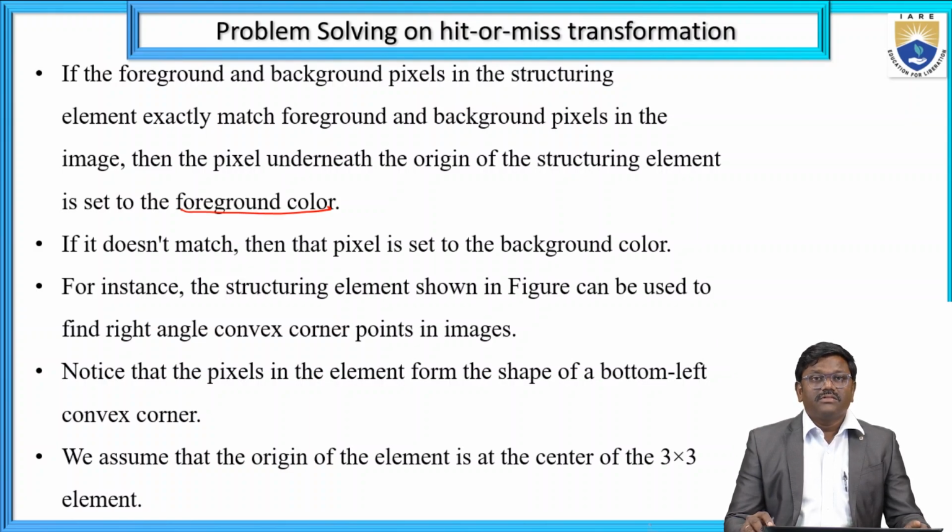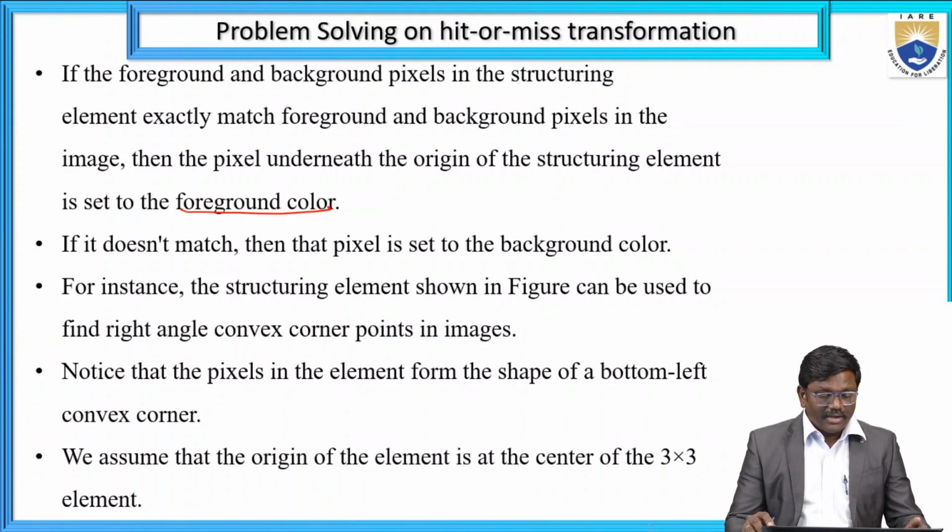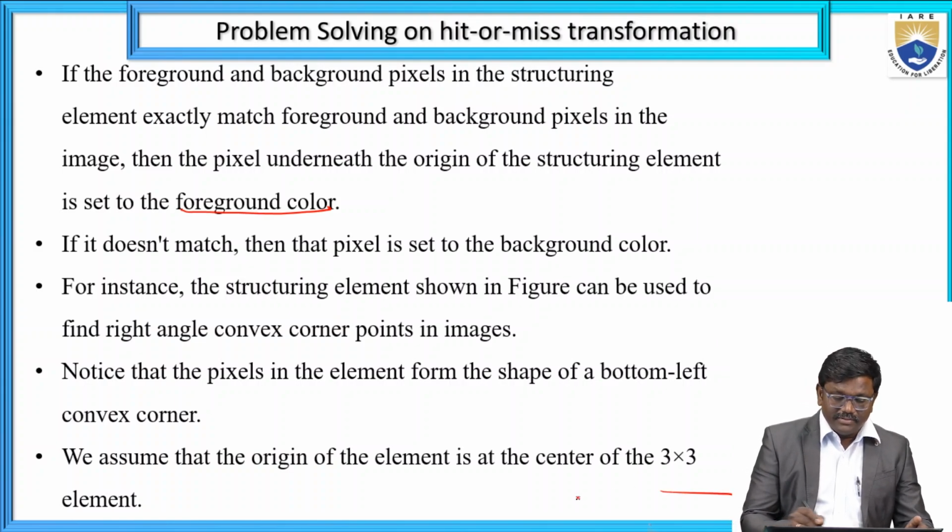For instance, the structuring element shown in the figure can be used to find right angle convex corner points in images. Notice that the pixels in the element form the shape of a bottom left convex corner. We assume that the origin of the element is at the center of the 3 by 3 element.